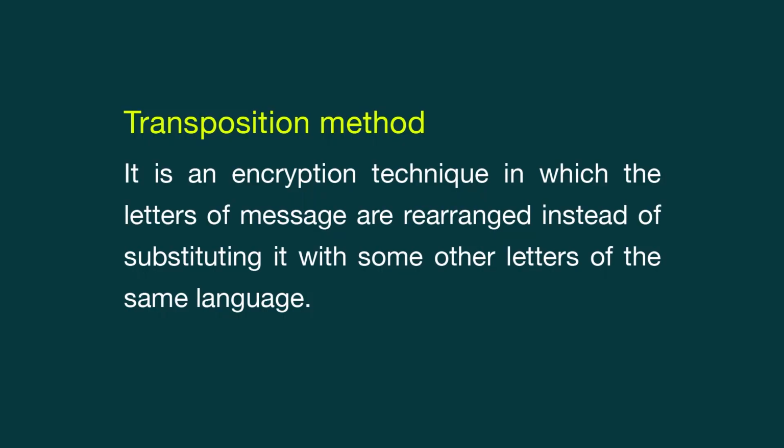Another method of scrambling with similar goal is transposition. It is an encryption technique in which the letters of the message are rearranged instead of substituting them with some other letters of the same language. The transposition methods aim for diffusion, or widely spreading the information from the message or key across the ciphertext. It is a method to rearrange the symbols of the message, which is also referred to as permutation.